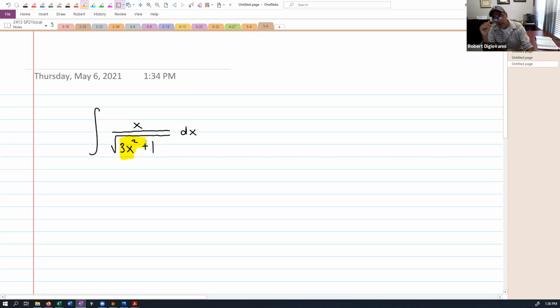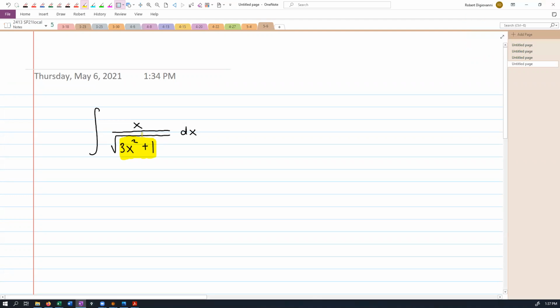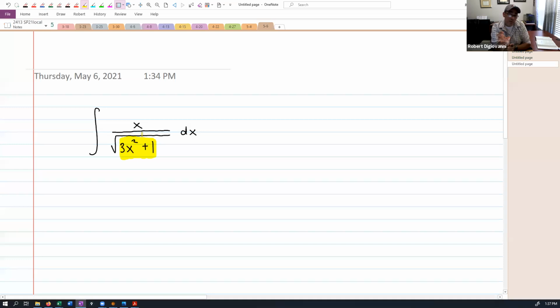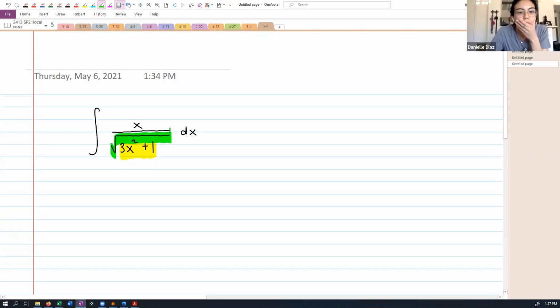Let's go even crazier. How about the 3x squared plus 1? What's the derivative of that? Still 6x, right? And so what you want to do here is grab as much as you can without grabbing too much. So could we incorporate the square root also? Could we change it to the power of 1/2? Would that make a difference?